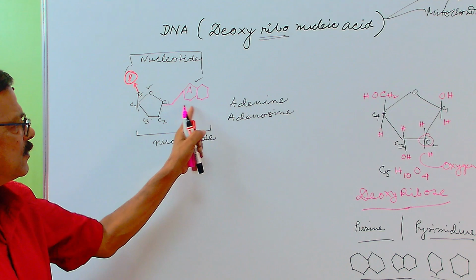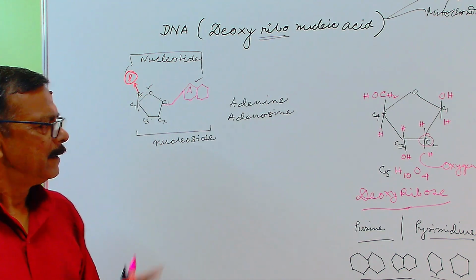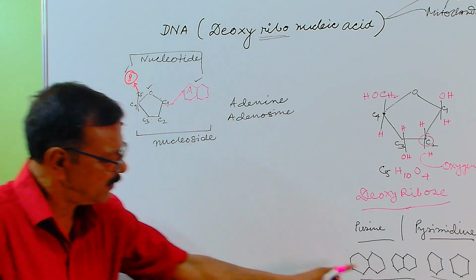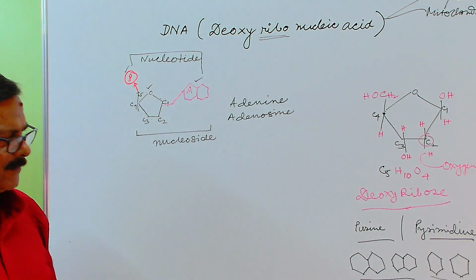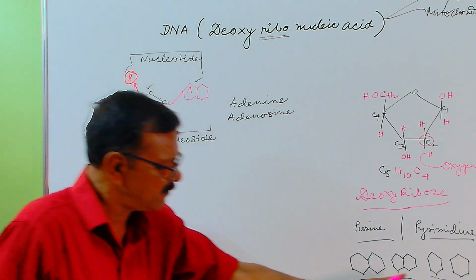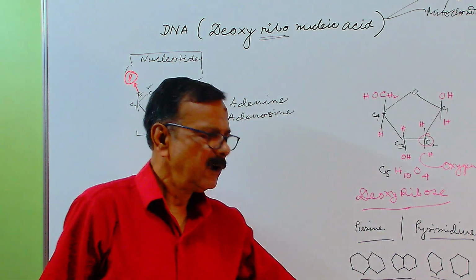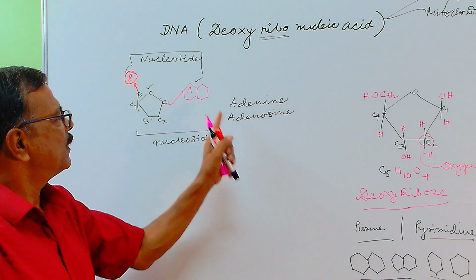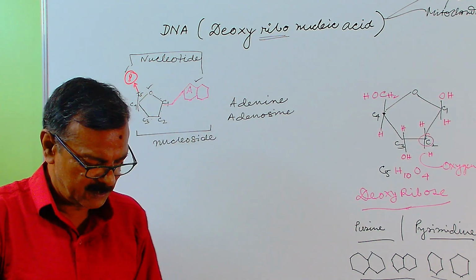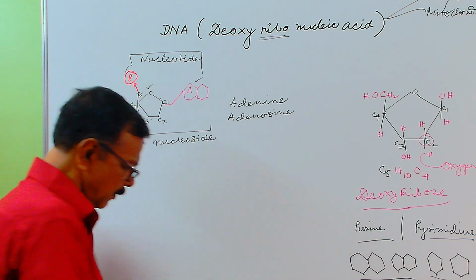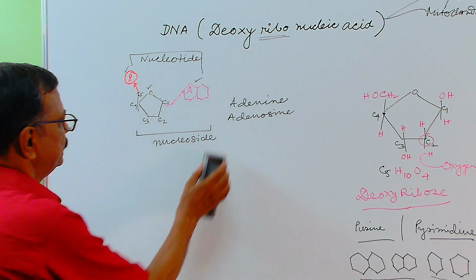This is known as deoxyadenylic acid. When it remains joined with guanine, deoxyguanylic acid. When it remains joined with thymine, deoxythymidylic acid. And when cytosine, it is known as deoxycytidylic acid. There are four types of nucleotides. So these four types of nucleotides are called tetranucleotides. How?